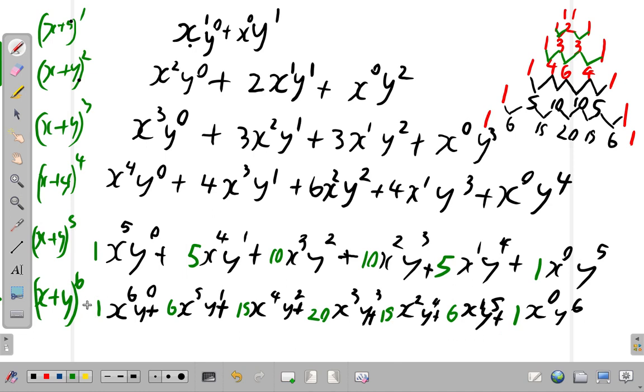So when you expand x plus y to the power of 6, what you get is x to the 6, y to the 0, plus 6x to the 5, y to the 1, plus 15x to the 4th, y to the power of 2, plus 20x to the power of 3, y to the power of 3, plus 15x to the 2, y to the 4th, plus 6x to the 1, y to the 5, plus 1x to the 0, y to the 6th. Good.